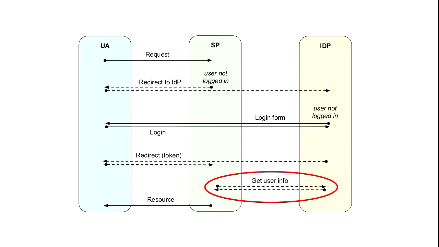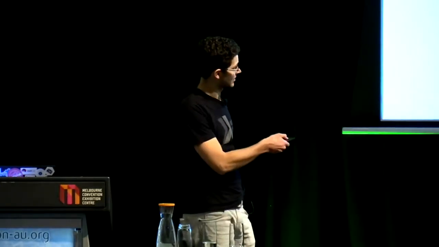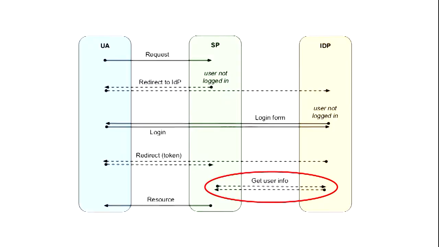In that case, you don't want those assertions traversing the user agent in a way where scripts on that page can read them and then exfiltrate them or use them maliciously. So how do we prevent this? That's what this step here is, the get user info step. After the service provider receives a token, the service provider can authenticate with the identity provider, present that token, and can retrieve that information directly from the identity provider so it doesn't have to traverse the user agent.